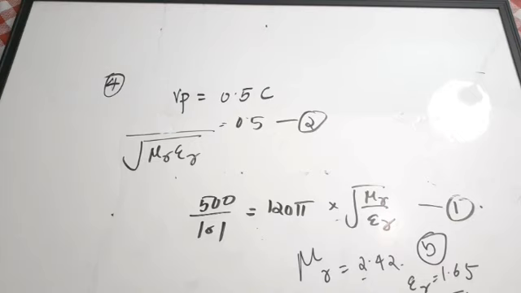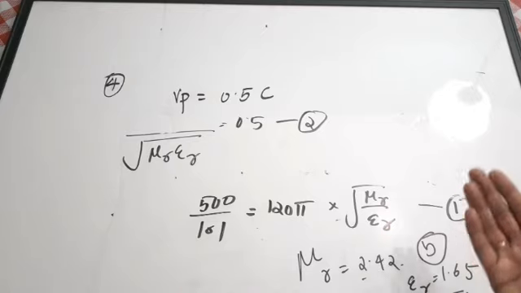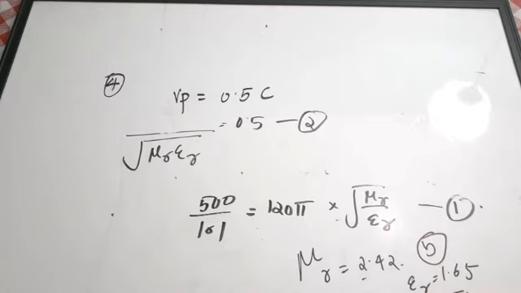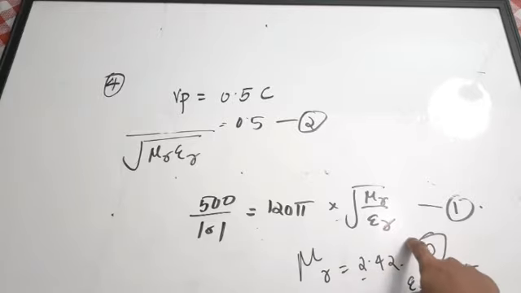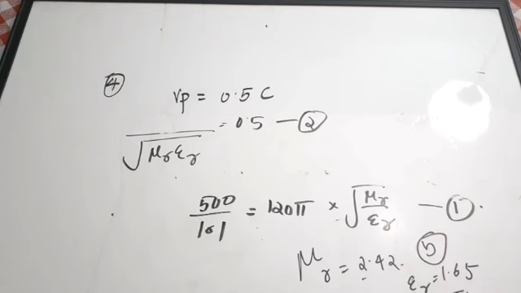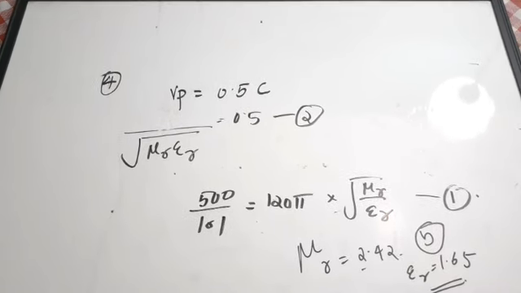So here we have taken directly the equation for intrinsic impedance and we have substituted the value for phase velocity Vp, c by square root of mu r epsilon r. And we have equated the two equations, one is this relation and the other is this relation, and we obtained the value as mu r equal to 2.42 and epsilon r equal to 1.65. Correct answer is option B.